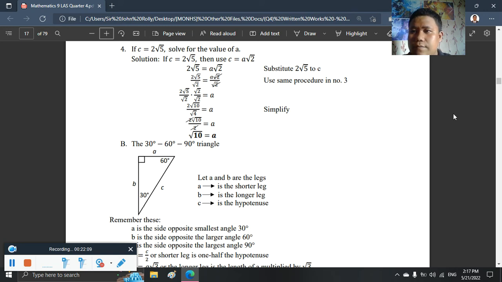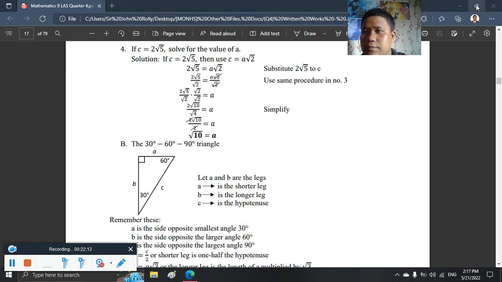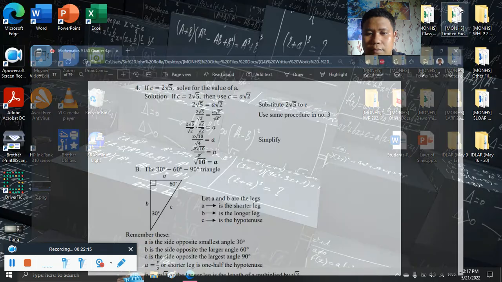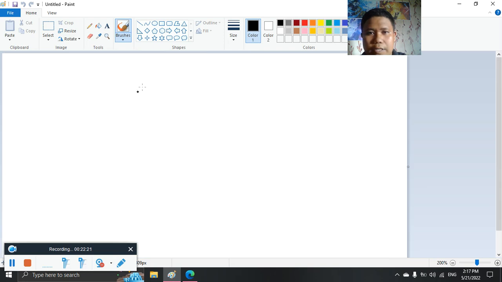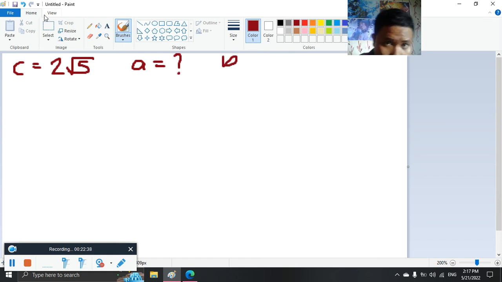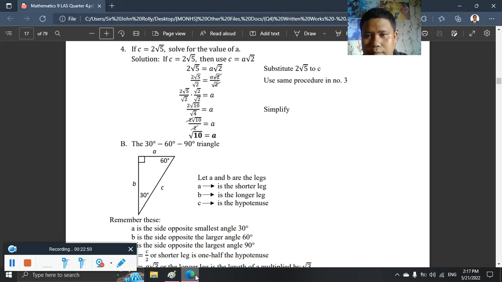Sige, atong i-solve. Sige, magamit ani gyapon atong gamiton. If C equals to the square root of 5, so what is A and what is B? Alam. Hindi pa klaro. Okay. B equals sakto.